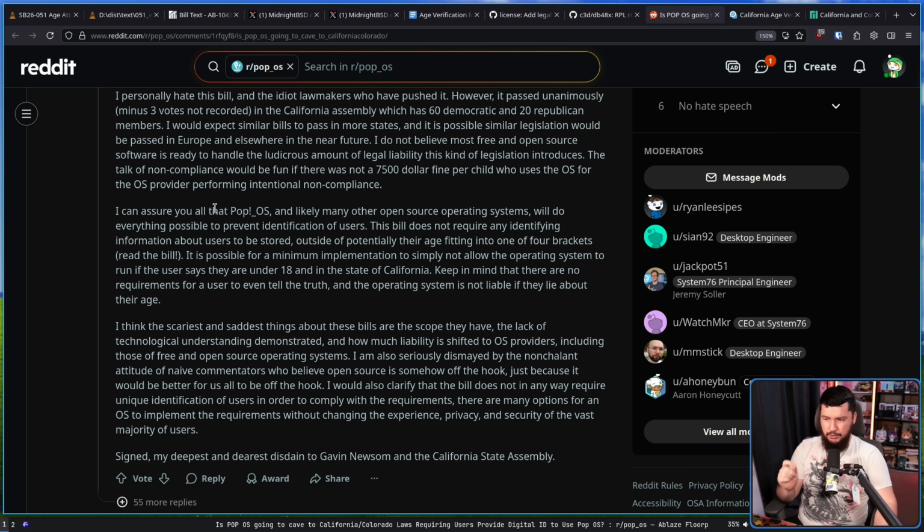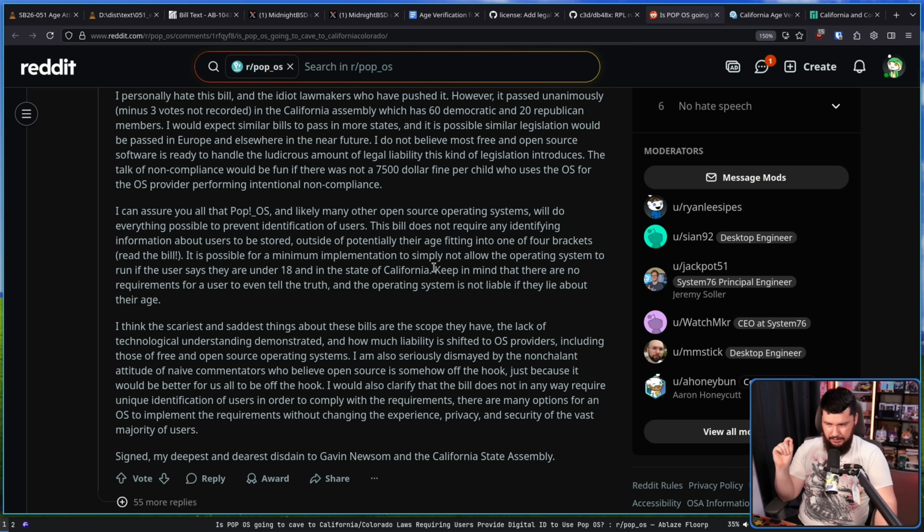I can assure you all that Pop!_OS and likely many other open source operating systems will do everything possible to prevent identification of users. This bill does not require any identifying information about users to be stored, outside of potentially their age fitting into one of 4 brackets. It is possible for a minimum implementation to simply not allow the operating system to run if the user says they are under 18 in the state of California.